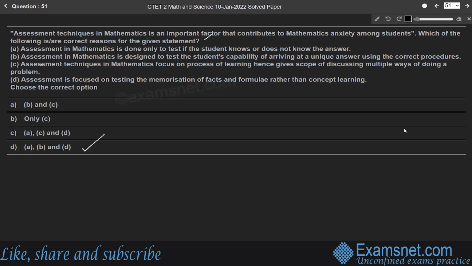Here, the true definition of assessment is not that it only concentrates on giving grades and marks to the students through pen and paper tests, but on recognizing the learning difficulties of students and designing the teaching learning strategies accordingly to help them overcome those learning difficulties and misconceptions. Therefore, statements A, B, and D are true.